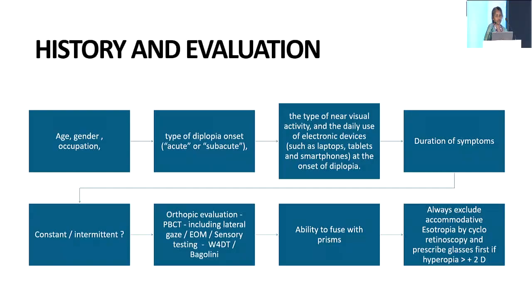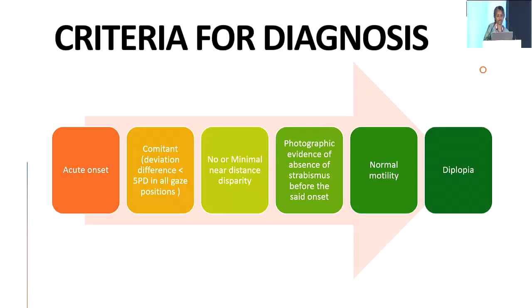Always see the ability of the patient to fuse with the prisms, because that will give an idea of the post-operative outcome that you may expect. And always rule out accommodative esotropia by cycloretinoscopy and prescribe glasses if so.